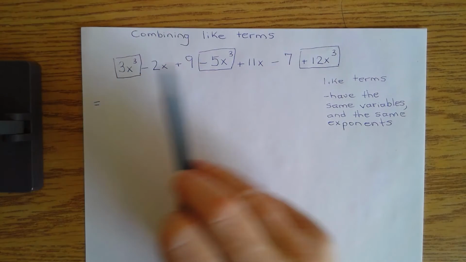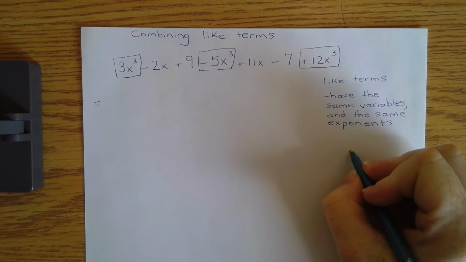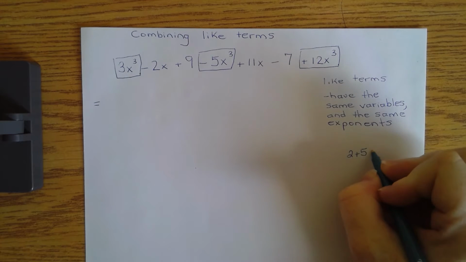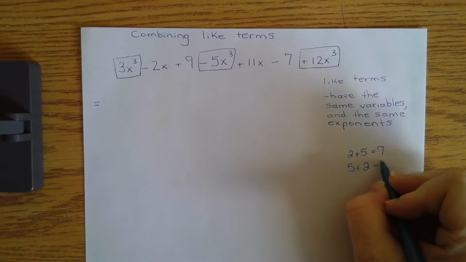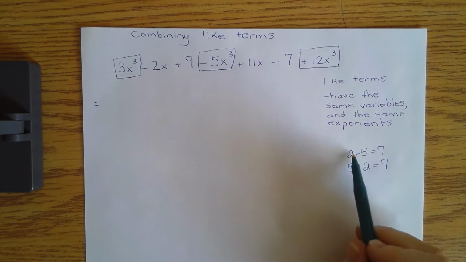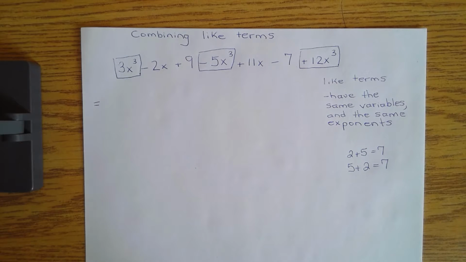It's okay if I move things around, because if you have 2 plus 5, that equals 7, and if you have 5 plus 2, that equals 7 as well. I've just rearranged the order. I've taken the 5 to the front and moved the 2 to the back.